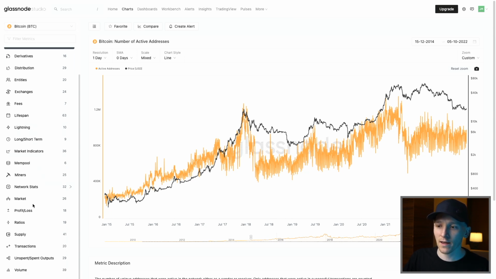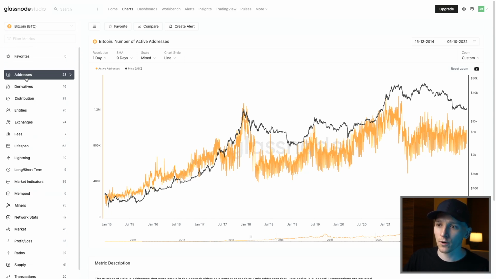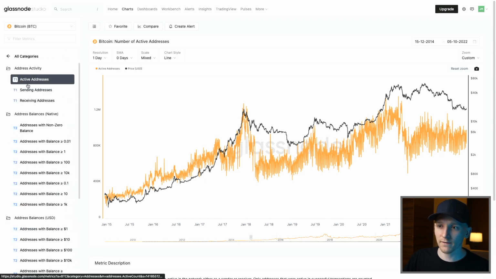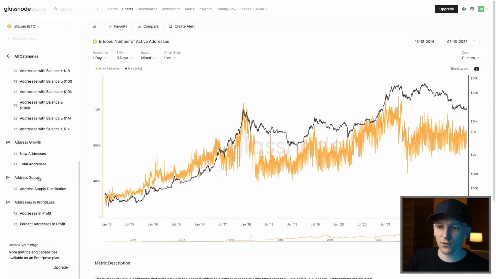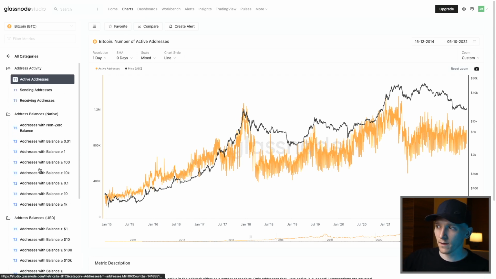So it's all on the left-hand side. You can see a huge amount. We're going to click on addresses. You have all of this data. Now, T1, I believe, is free. So if you're just using it as the free version, T1 data is going to be for free. T2, I think, is the next version up. And then I believe T3 is potentially that kind of enterprise grade. So probably no one's going to go for that one. But T2 gives you the vast majority of data.